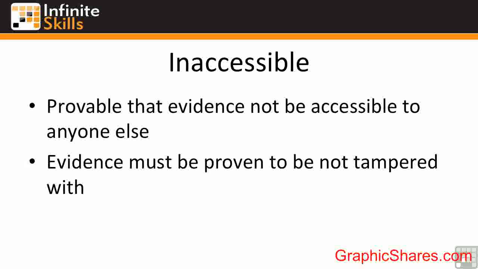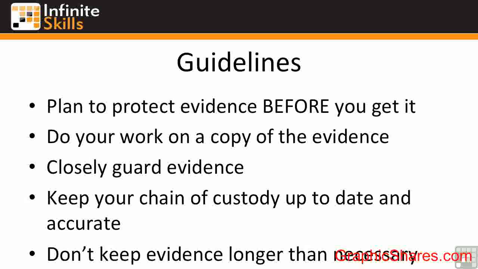It should be provable that evidence was not accessible to anyone else, which means if you've got a piece of evidence, you have to have the ability to secure it some way so nobody can gain access to it other than you or within your supervision. Evidence must be proven to be not tampered with, so you have to be able to show that the evidence hasn't been manipulated or tampered with in any way. Otherwise, that evidence gets called into question in terms of its veracity, authenticity, and accuracy. If any of those is questionable, that evidence is, of course, of no good to the legal proceeding that is underway.